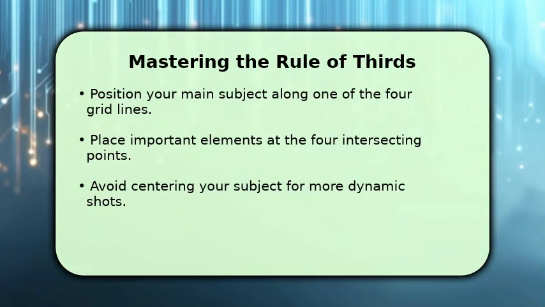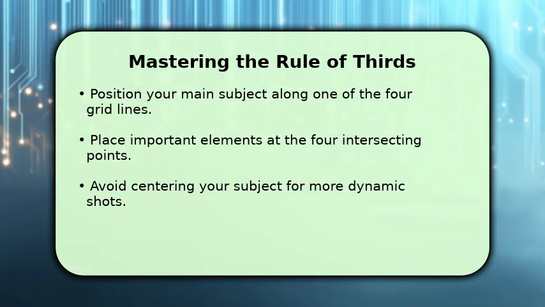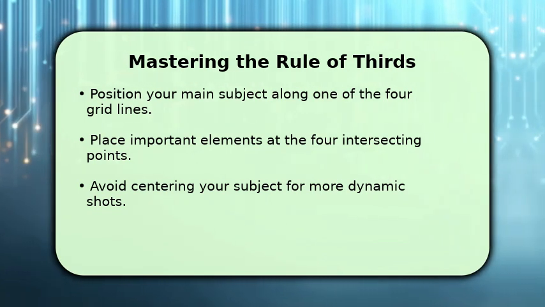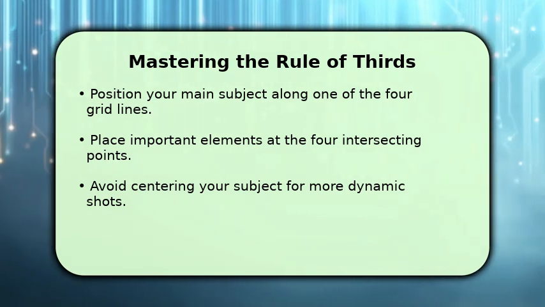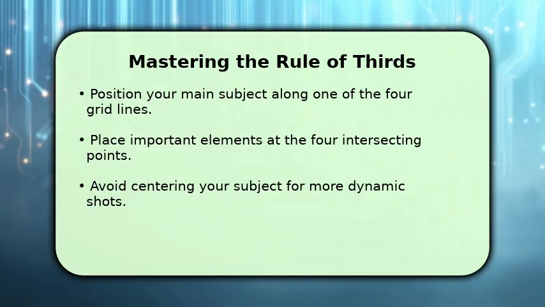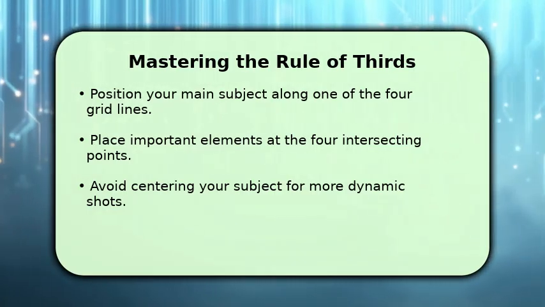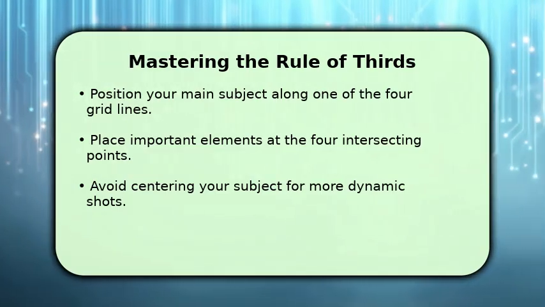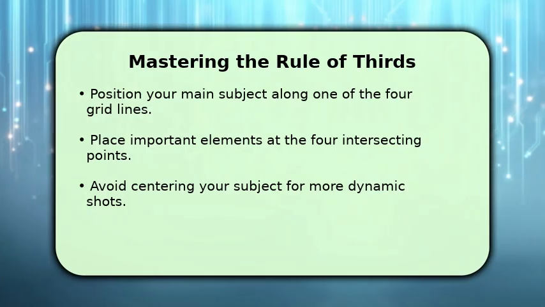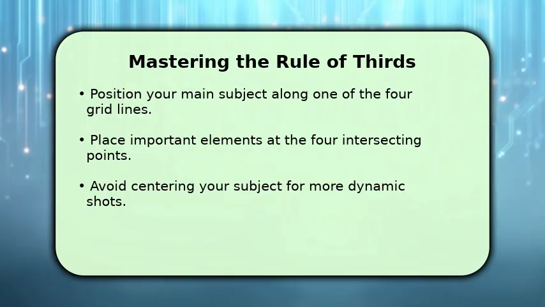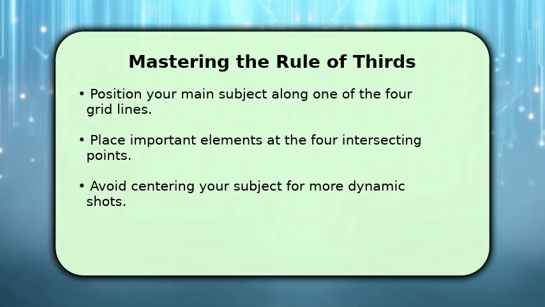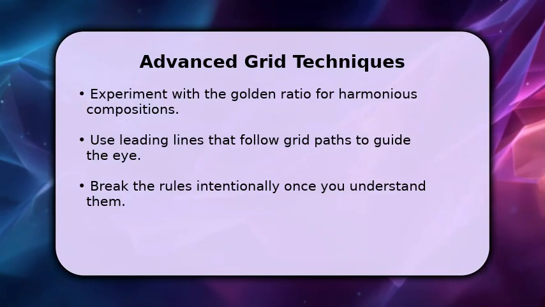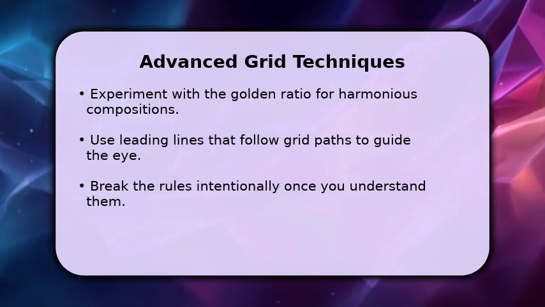The rule of thirds suggests dividing your image into 9 equal parts using 2 horizontal and 2 vertical lines. For a stronger composition, place your main subject along one of these 4 lines, or even better, at one of the 4 points where the lines intersect. This off-center placement creates more visual tension and interest than simply putting your subject in the middle. It's a powerful technique.